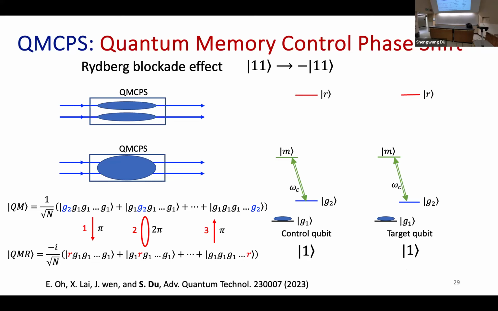Now let's assume we have 1, 1 coming in. If you have 1, 1 coming in, basically you have two photons, one photon at each. You get a pi pulse, but now you get a 2 pi.